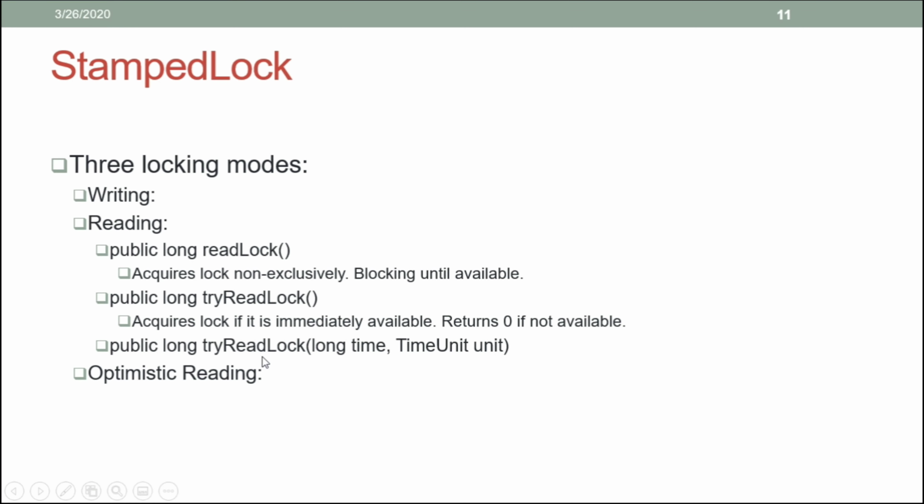In the third case, if the lock is not available, then the thread will wait up to this time. If before this time the lock becomes available, then the thread will acquire the lock, otherwise the thread will give up acquiring the lock. We already have seen such methods in the writing mode. So let's use the read lock method.